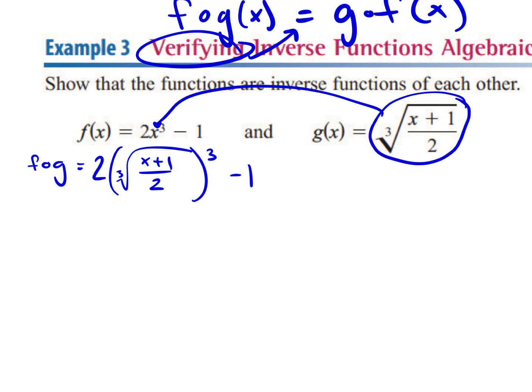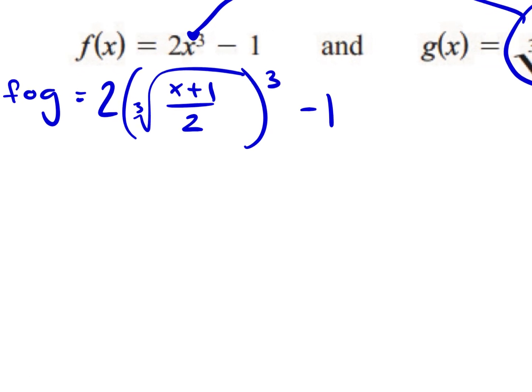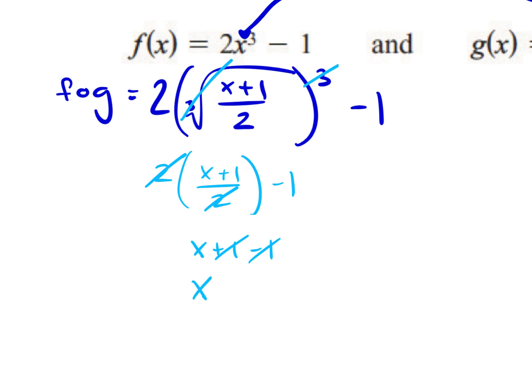Now we want to simplify, so just be careful when simplifying here. What would cancel out first? The cubed root and the cubed, perfect. So we have 2 times x plus 1 over 2 minus 1. What would cancel out next? The 2's. We're multiplying this by 2 and dividing it by 2, so those cancel. So we have x plus 1 minus 1. What's 1 minus 1? 0. So we're just left with x. So f of g is just x.